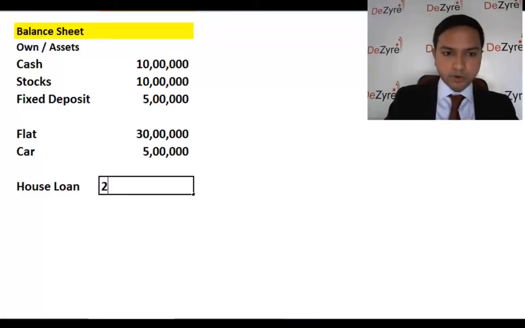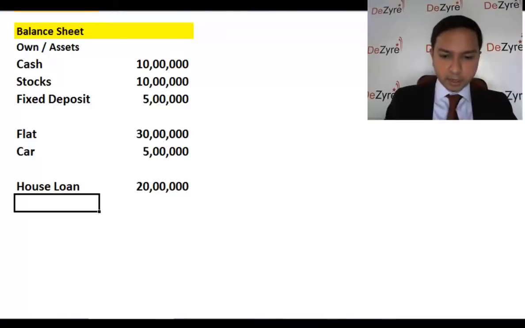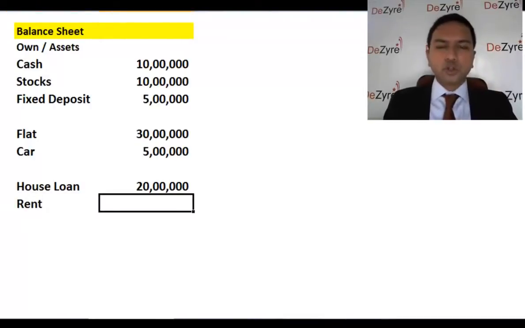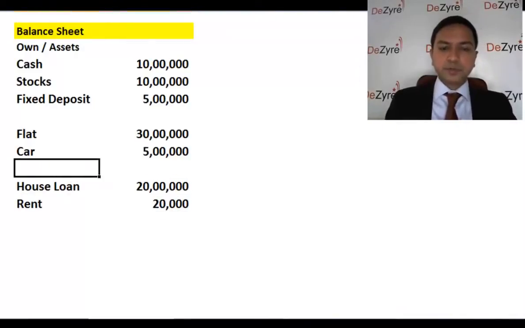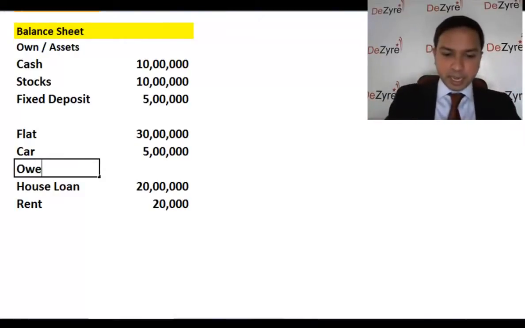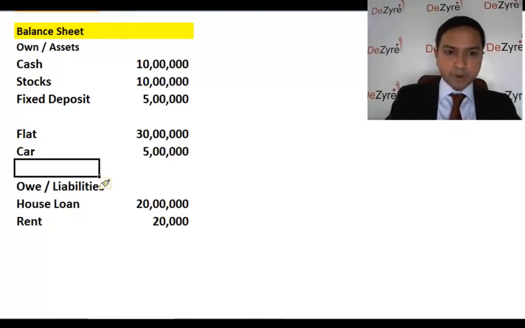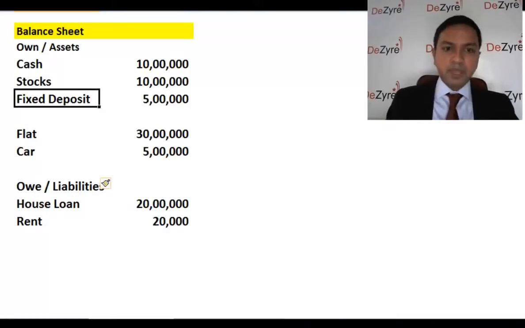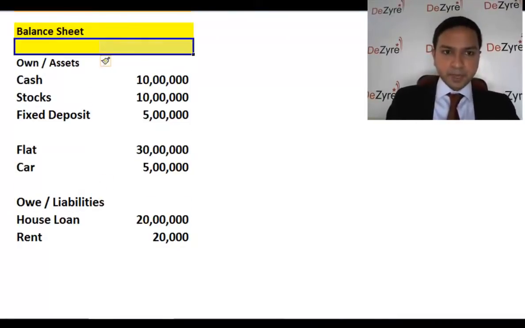You took a loan for a house, so you owe a house loan, let's say a 20 lakh house loan. You probably also owe this month's rent, maybe 20,000 rupees of this month's rent. You probably also owe that money. So all these things that you owe other people, that others have a claim on your income, you have to give this money back to somebody else. That is essentially what you owe, or otherwise in corporate finance lingo, it's called liabilities. Is that clear? Yeah, assets and liabilities.